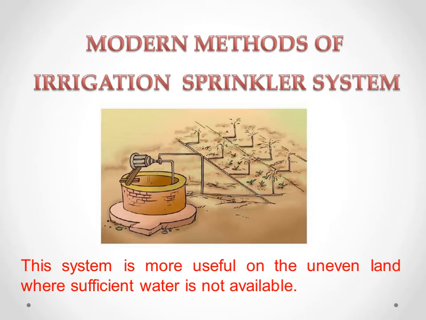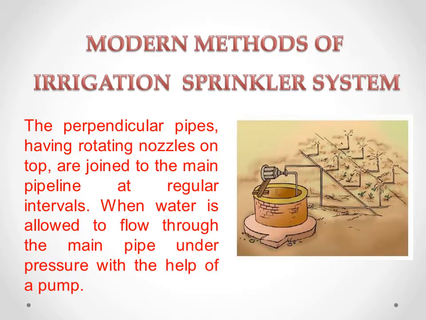So here come the modern methods of irrigation. The use of the sprinkler system. This system is very useful on uneven land where sufficient water is not available. The perpendicular pipes having rotating nozzles on top are joined to the main pipeline at regular intervals, when the water is allowed to flow through the main pipe under pressure with the help of a pump.